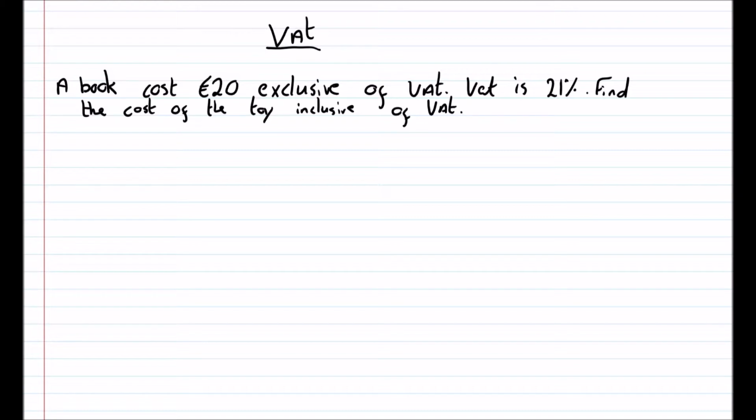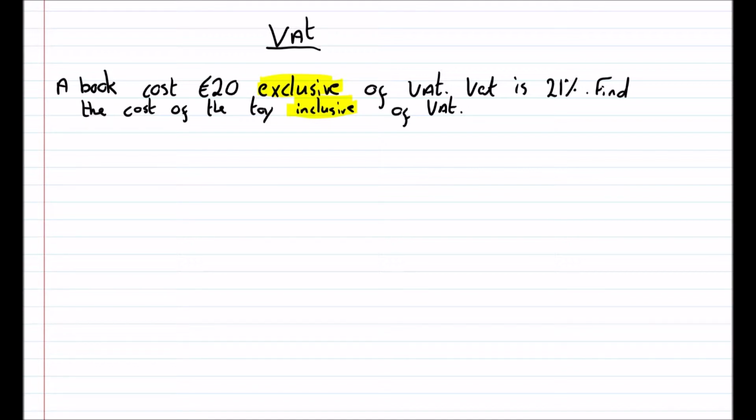Okay, now we're going to look at VAT. We have a question here. A book costs 20 euros exclusive of VAT. So exclusive of VAT means VAT not included. VAT is 21%. Find the cost of the book inclusive of VAT, which is the cost when VAT is included. Now let's just talk about VAT first of all. VAT is a tax on most of the things we buy. So what happens is you go into a shop, you buy a bar of chocolate. The bar of chocolate is €1.20. If VAT was 20%, the actual bar of chocolate would be €1. The VAT on that would be 20 cent. What happens is the shopkeeper takes the €1.20, he'll keep the euro, but that 20 cent will go to the government. Okay, and that's on most things, this VAT.